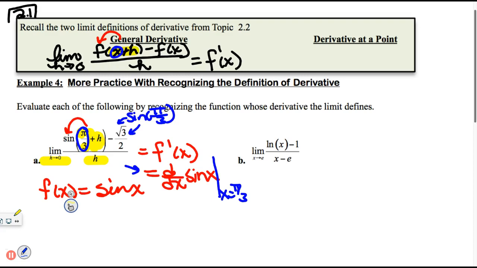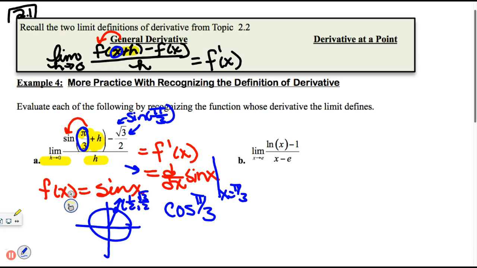The derivative of sine is cosine, and we're doing it at pi thirds. So you just need to know the cosine of pi over 3, pass the buck back to the unit circle. And the cosine here, you need to have this first quadrant memorized or be able to create it, is a half. So the answer to this first one is a half.